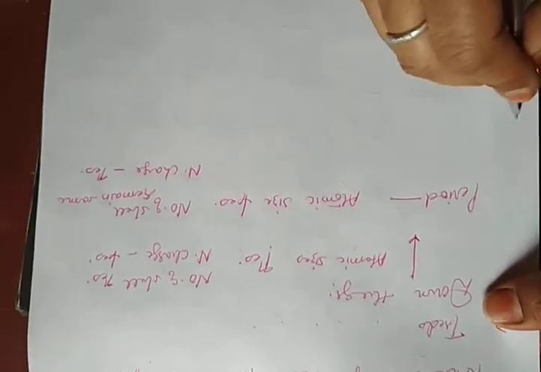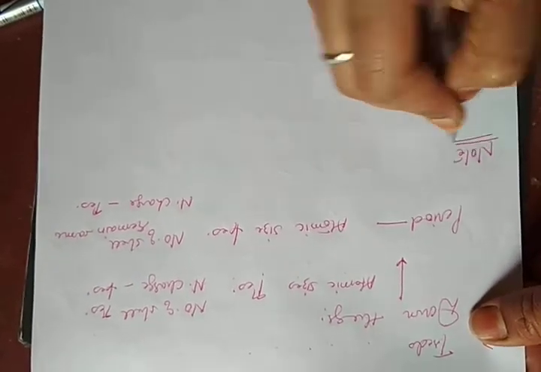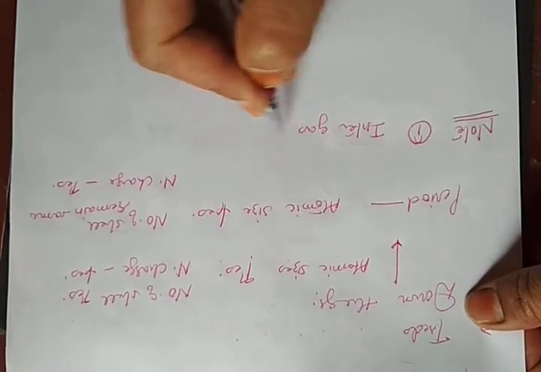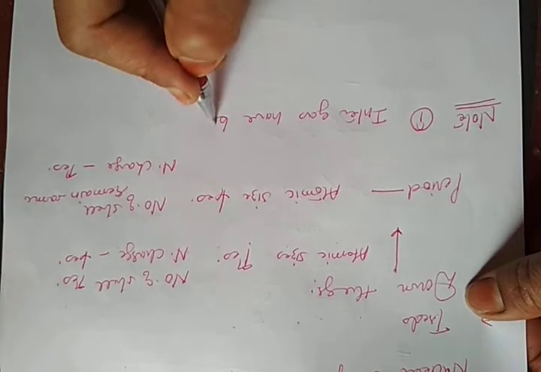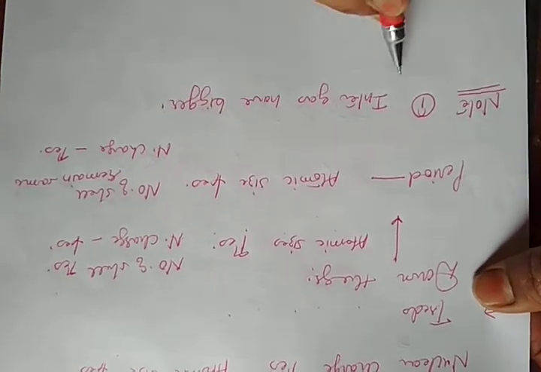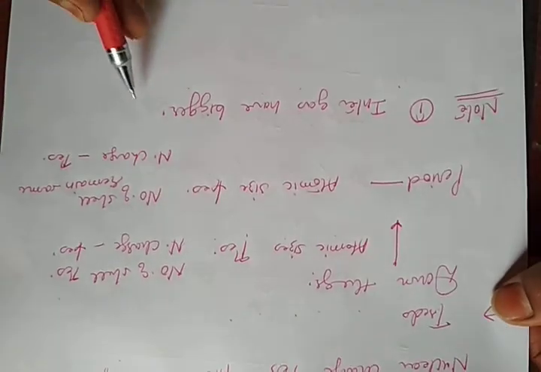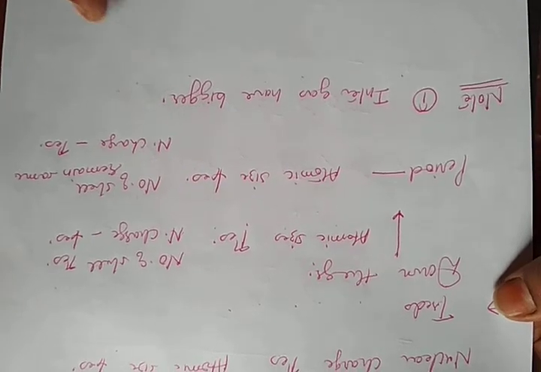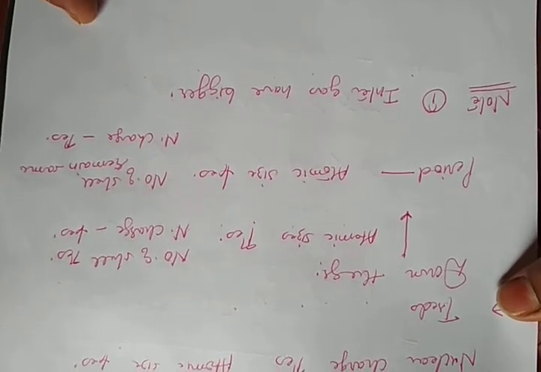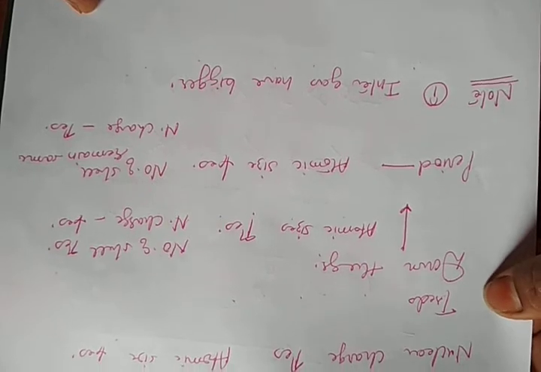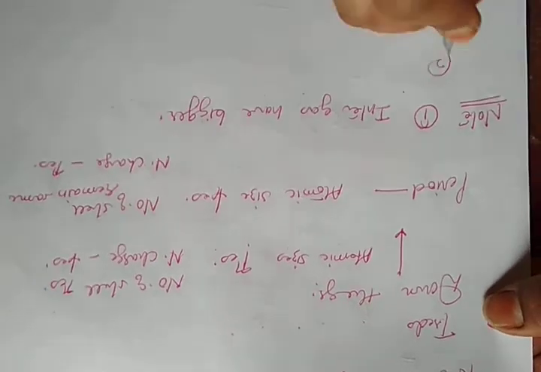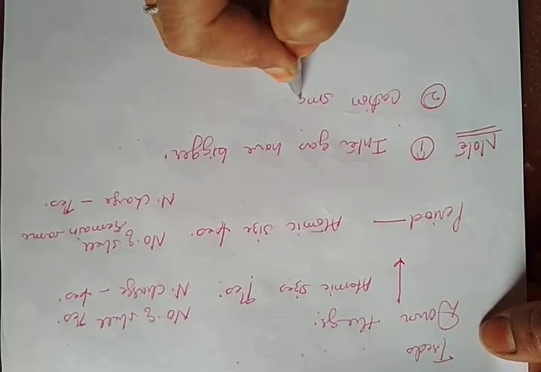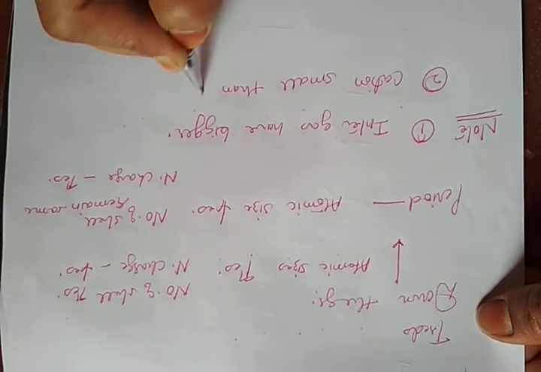Then we completed the special notes. The first note is that inert gases have bigger size. Why? Because the inert gases have their complete electronic configuration. Due to the 8 electrons, or the maximum number of electrons in their last shell, electronic repulsion takes place.